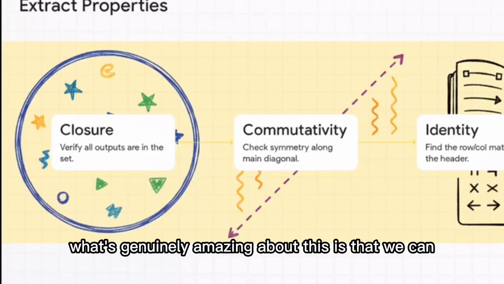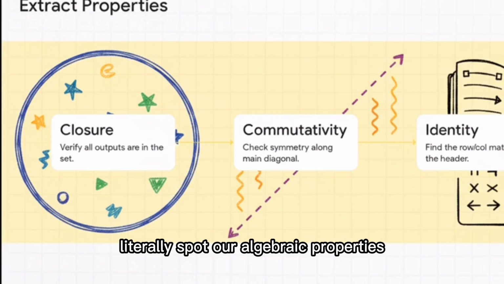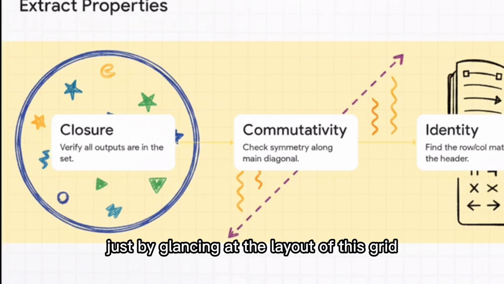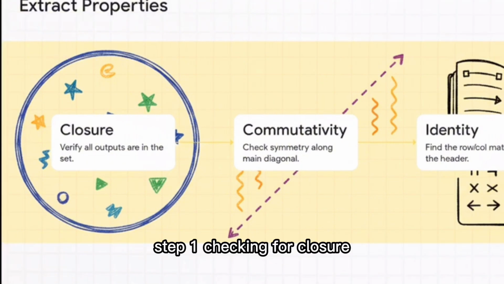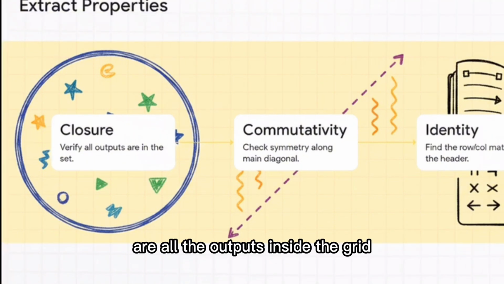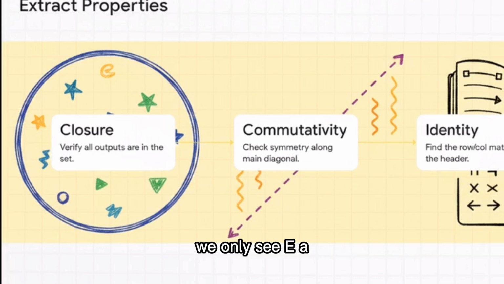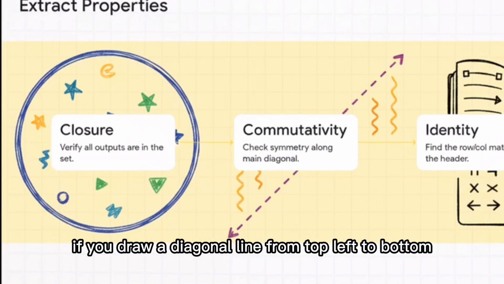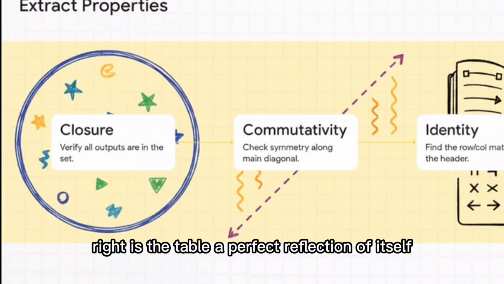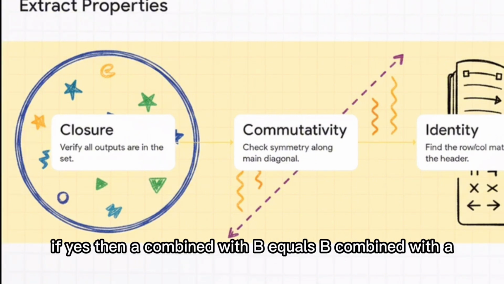What's genuinely amazing about this is that we can literally spot our algebraic properties just by glancing at the layout of this grid. Step 1. Checking for closure. Are all the outputs inside the grid part of our VIP club? Yep, we only see E, A, and B. 0 outsiders. Step 2. Commutativity. If you draw a diagonal line from top left to bottom right, is the table a perfect reflection of itself? If yes, then A combined with B equals B combined with A.